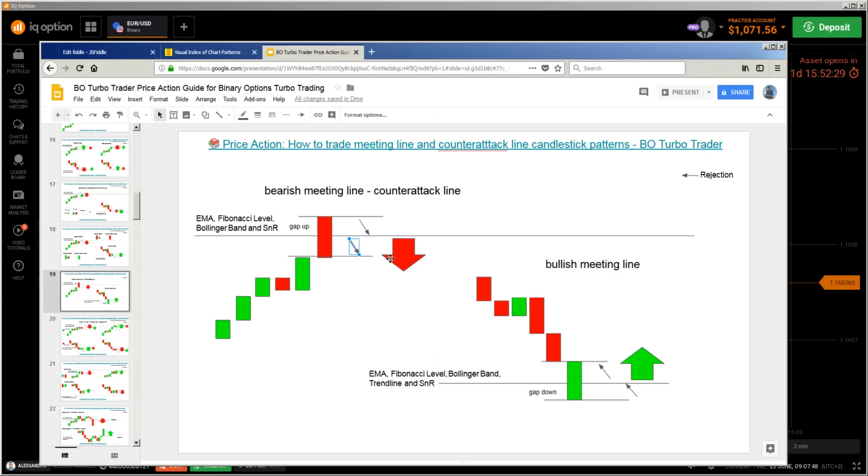Important here is only that you understand that you cannot enter blindly into the next trade. You have to wait for some kind of evidence, evidence of this kind of rejection. You need a rejection here, or from the support and resistance area which this kind of meeting line or counterattack line is breaking, or from the wicks here from the previous candle.